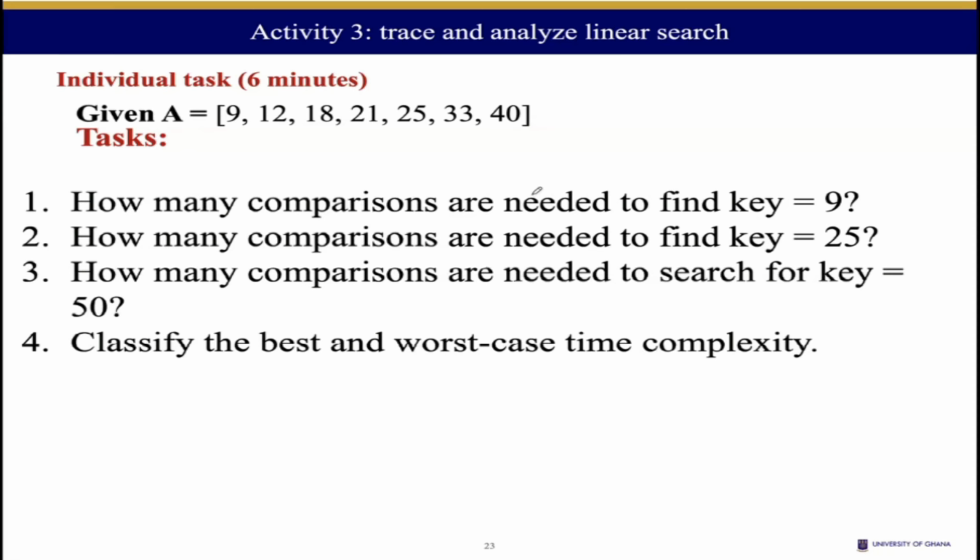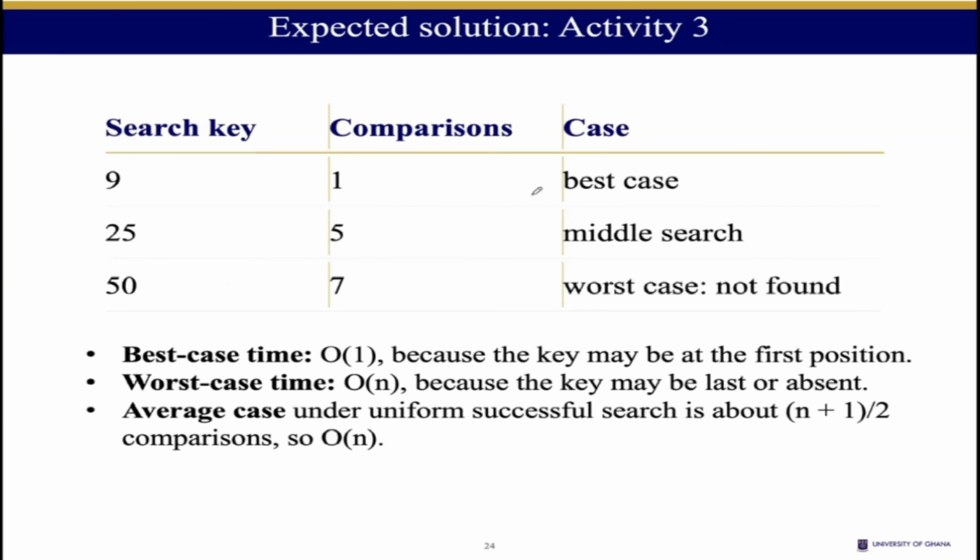So how would you classify the best or worst case time here? The first one is the best case, the middle one goes with the rest, and the worst case is the 50, having 7 comparisons. Okay. And then the average one is the middle one, the 9, where you did one comparison. So this is like a trace, okay?